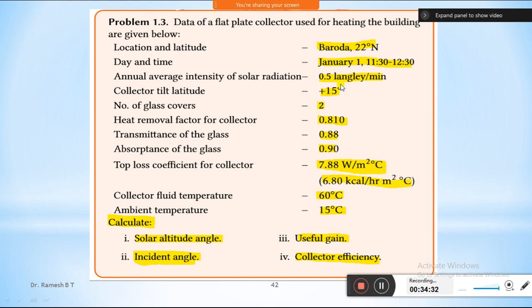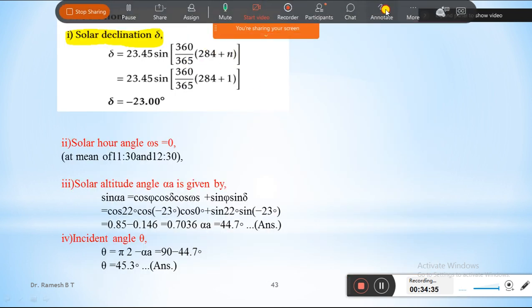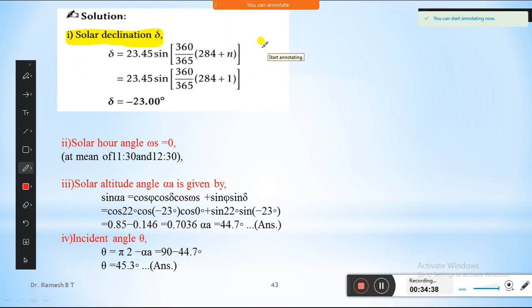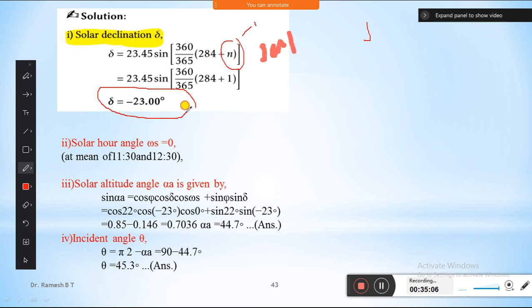So that n value. Here in the problem they gave January 1st. So January 1st means the n value is 1. Why is n 1? Because we are considering January 1st as the value of n. If it is January 30, the n value is 30. If it is February 1st, the n value is 32. Like this we are going to consider. So here January 1st, n value is 1, and substituting that, we get the angle of declination as minus 23 degree.